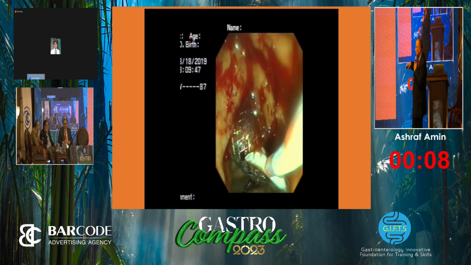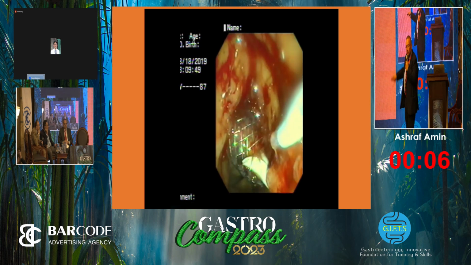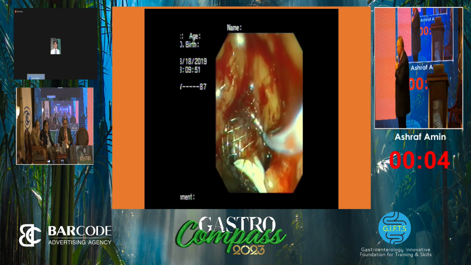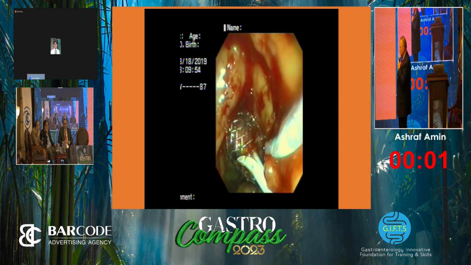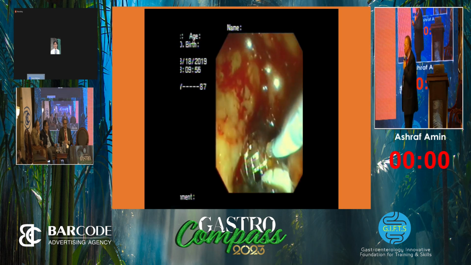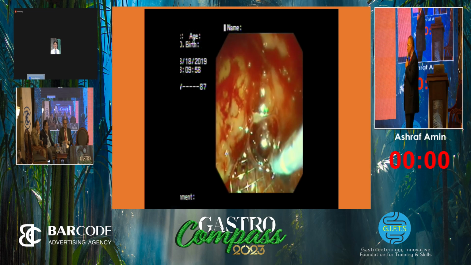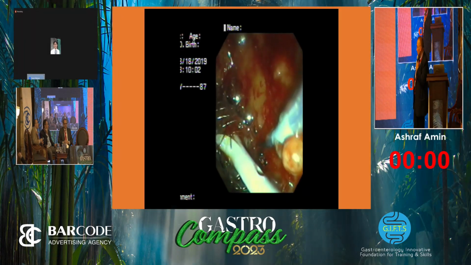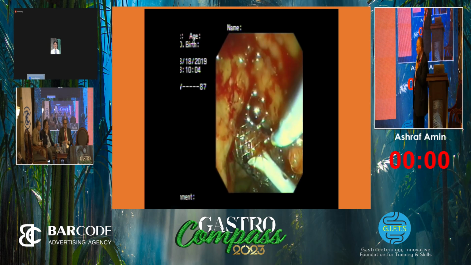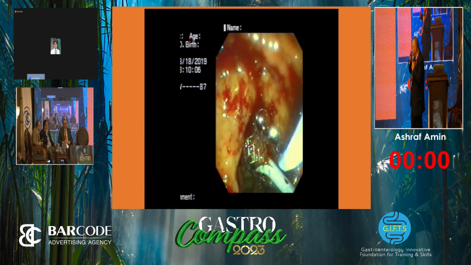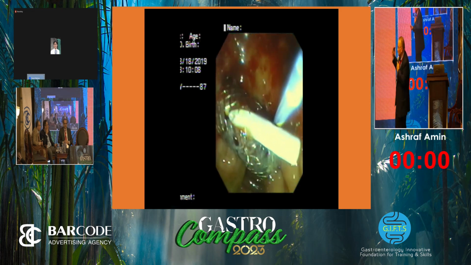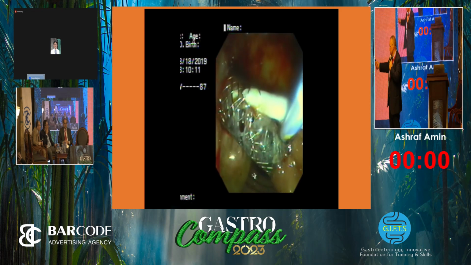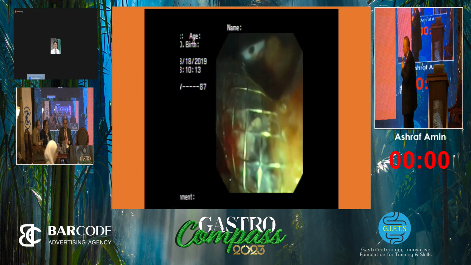So I place the sphincterotome above or below the stent, then I put the guide wire. And this is done under X-ray, of course. This is a guide wire. I was above the stent, then I put the snare and take the other end and pull both ends outside the patient.